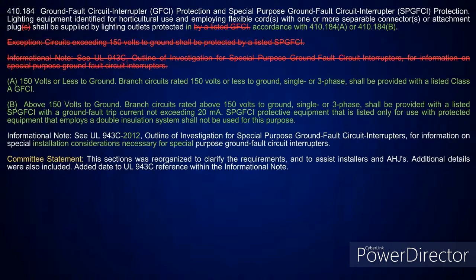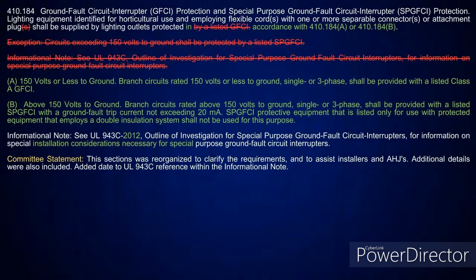Okay, cool. All right. Now, this one here, 410.184. They reorganized this, but when they did it, they also added some additional details. You'll see they took out the exception in the informational note and moved the informational note down a little bit. What they wanted to make sure is that when you're looking at these special purpose ground fault circuit interrupters, you know what the information is on them and the considerations that are necessary when you're using these types of GFCIs.